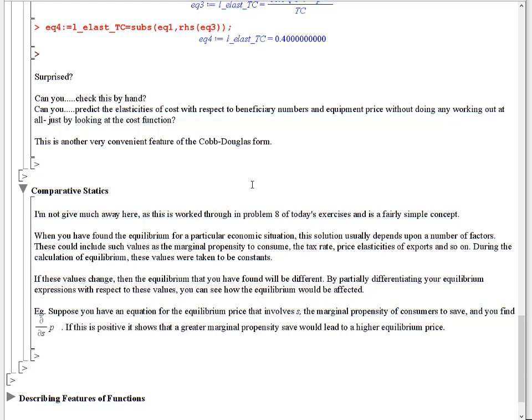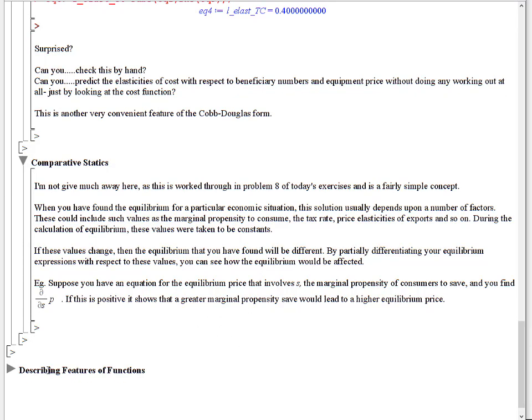So it's a fairly simple concept, but see if it makes sense to you if you look at problem 8 in today's exercises. Okay, so in the next video we'll look at the last part of this lecture, just describing features of functions.